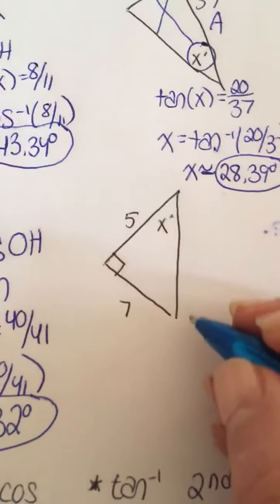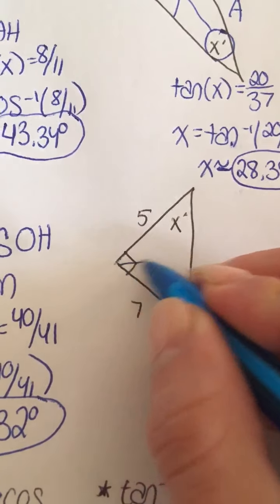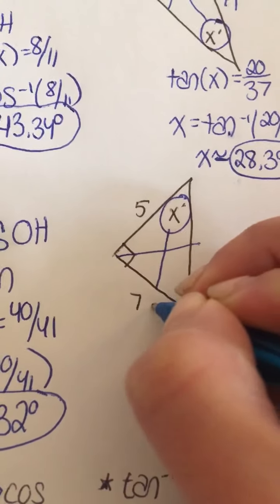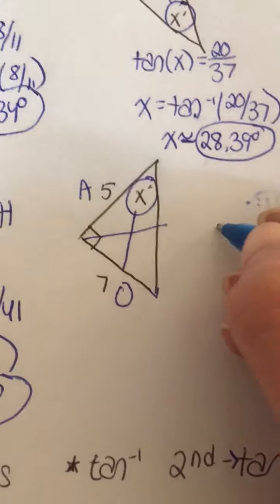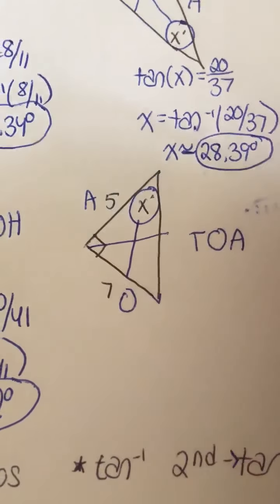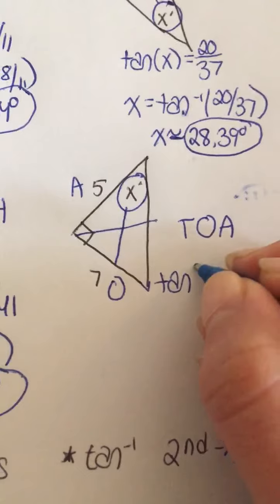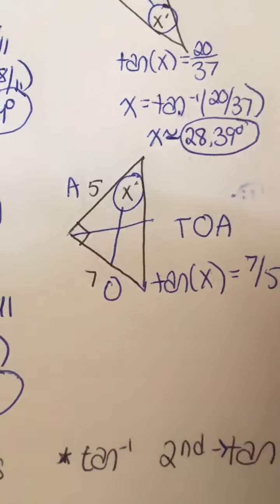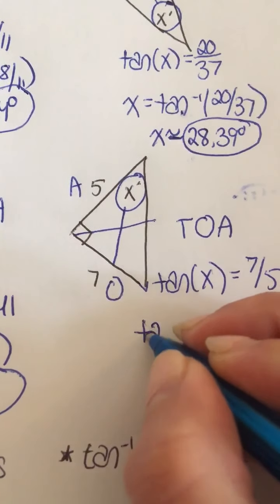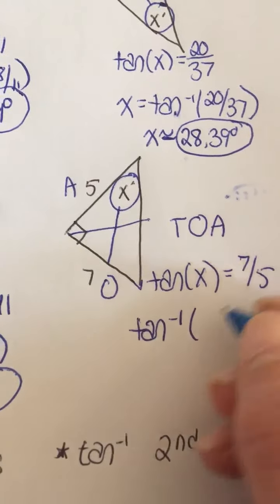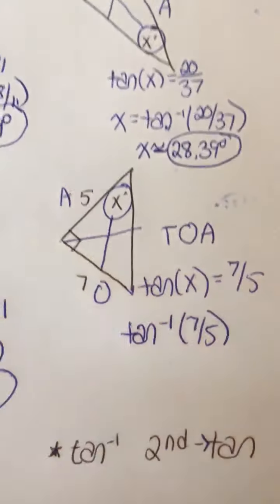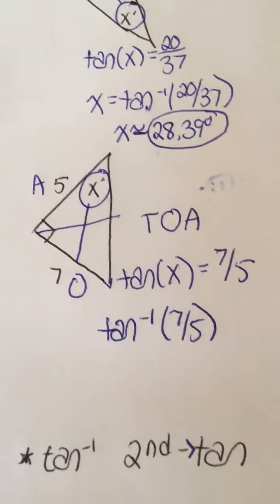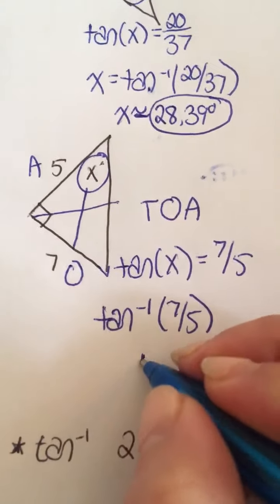One more. So again, across from 90 would be h. We don't need it. Across from the angle you need is o. Left over is a. So we have OA, which is TOA again, just like the one above it. So tangent of x equals opposite over adjacent, 7 over 5. So when you're solving for the angle, you're taking the inverse function of the ratio. And just put that on your calculator. Tan inverse 7 over 5, 54.46 degrees.